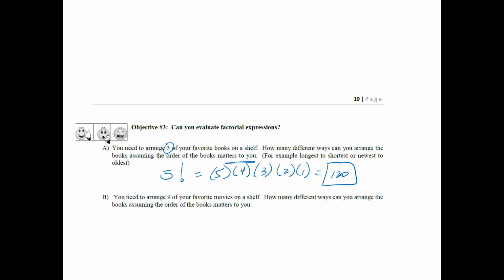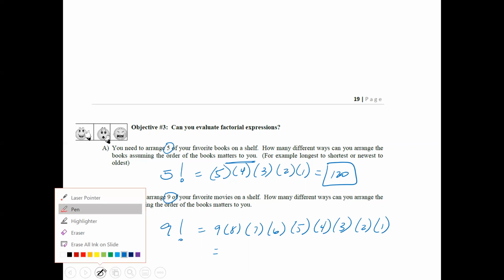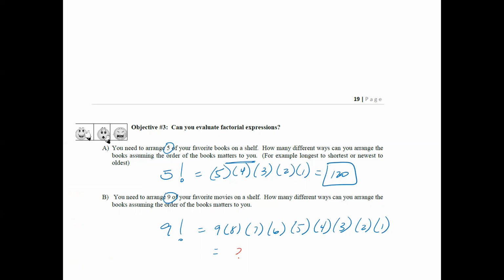All right, so similarly, for the next one, 9 different methods or ways of rearranging. So 9 factorial: 9 times 8 times 7, 6, 5, 4, 3, 2, 1. If you're going to multiply everything here together, what would that be? I hope you're ready. 362,880 different ways. Well, it's a good thing you didn't just take 9 of your favorite movies and rearrange them, because that would take you all of the last 3 days over your 3-day weekend.